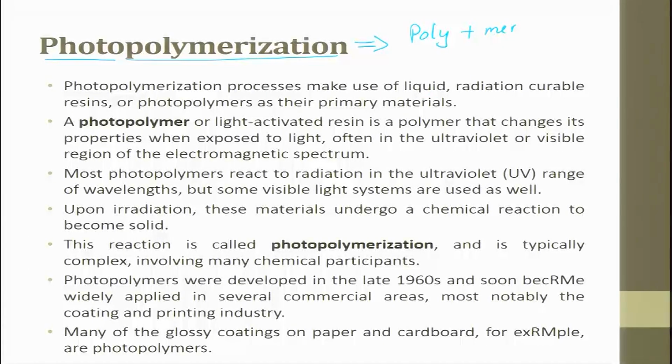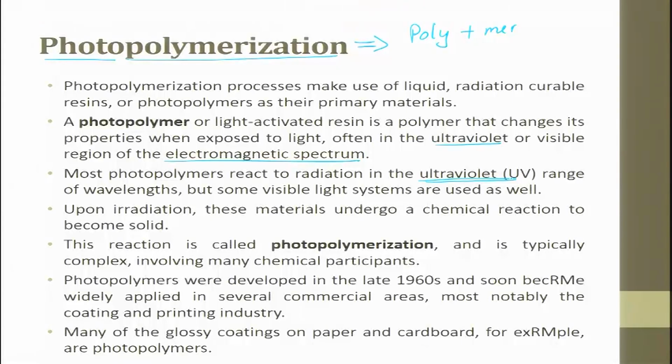Photopolymerization makes use of a liquid, radiation curable resin or a photopolymer as the primary material. A photopolymer or a light activated resin is a polymer that changes its properties when exposed to light, often in the presence of UV light or the visible region of the electromagnetic spectrum. Most photopolymers react to radiation in the UV range of wavelengths, but some visible light systems are also used. So, predominantly it will be UV based.